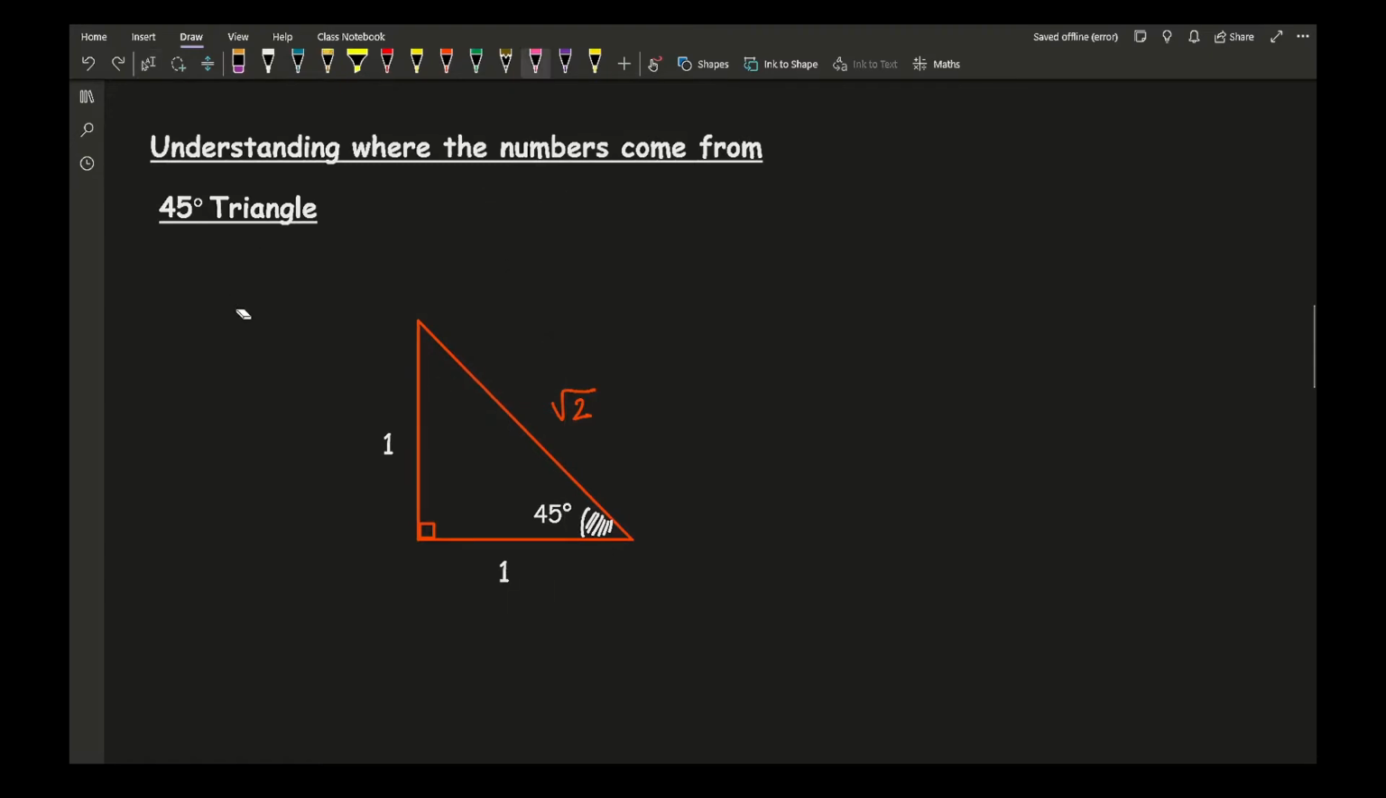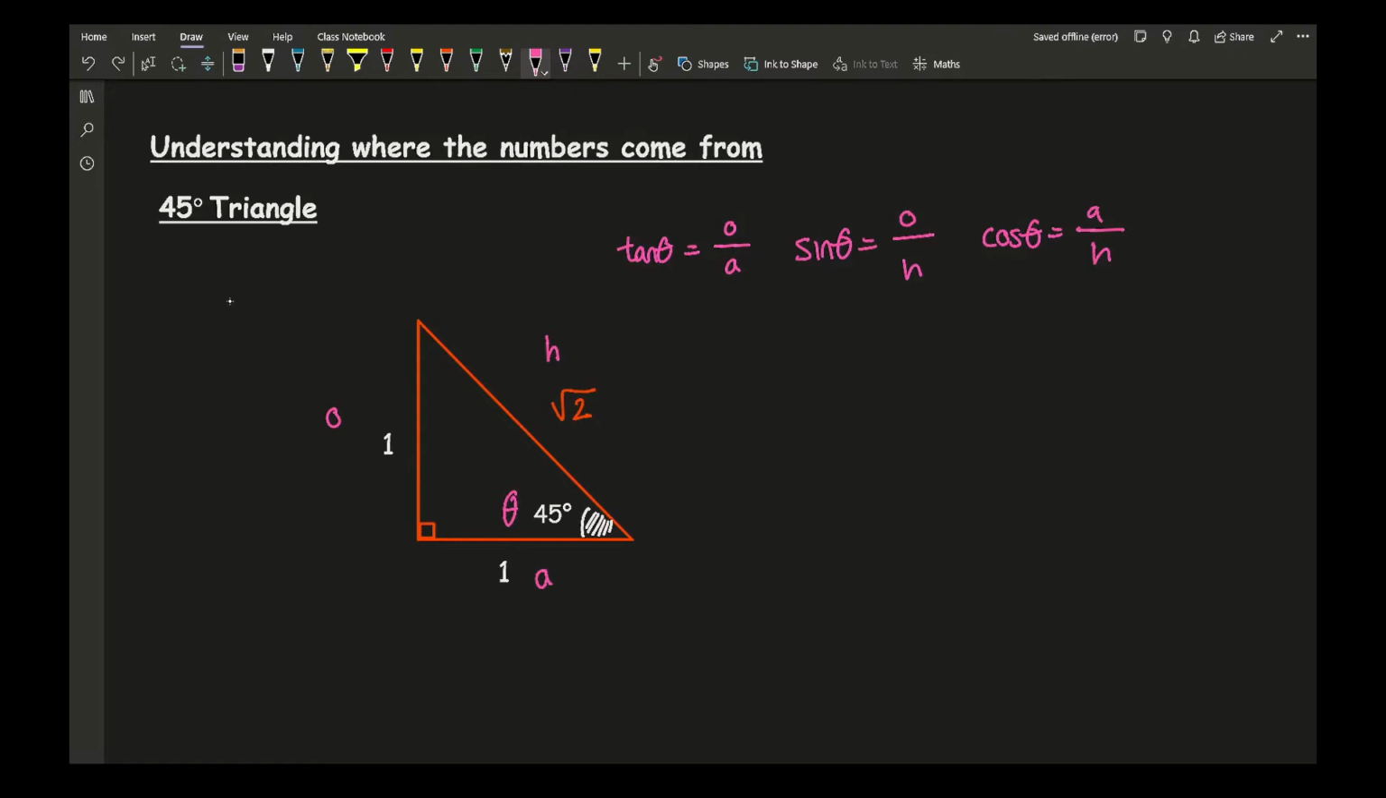Now what we're going to do is incorporate trig. So this 45 degrees is my theta. Therefore the root 2 is my hypotenuse. This is going to be my opposite, and this base is going to be my adjacent. So now using our trig ratios, let me write them down: tan theta equals opposite over adjacent, sine theta equals opposite over hypotenuse, and cos theta equals adjacent over hypotenuse.